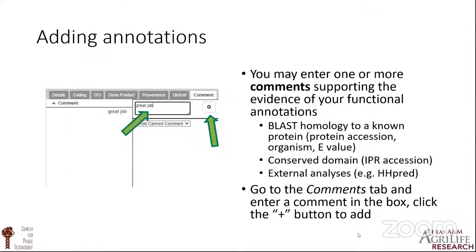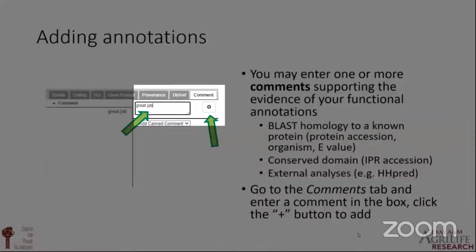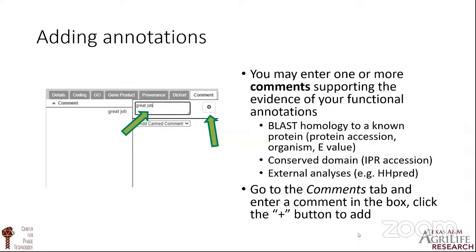Another feature here is that you can add comments so that you can write some notes to yourself that might support the evidence for your functional annotations. For example, you can have the evidence of BLAST homology to a known protein's conserved domain, or the results of external analyses that you might run, such as HHPRED. You can go to the Comments tab and enter a comment in the box and press the little plus button to add it. You can add an unlimited number of comments to each individual gene.